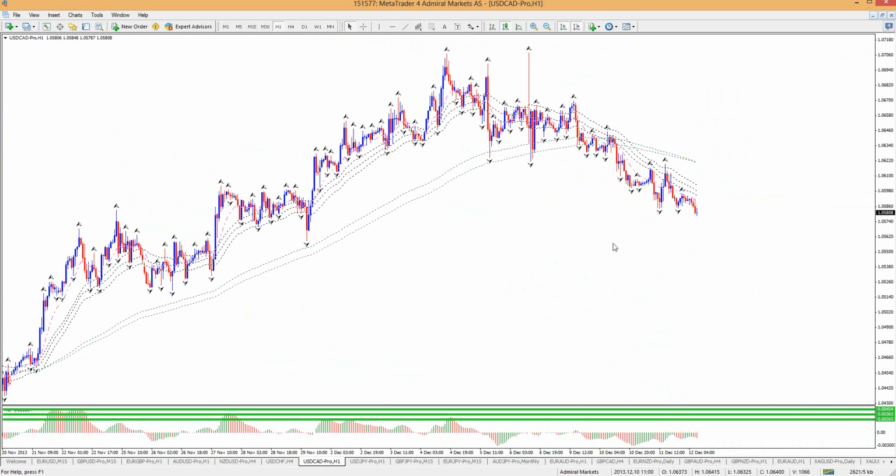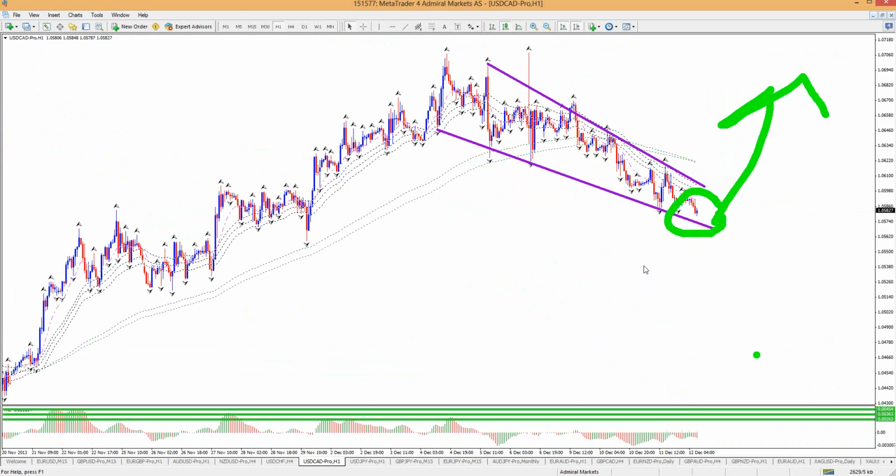Dollar CAD really just doing that much, in fact. Kind of making a falling wedge, maybe, if anything. Could be looking for a bounce to the upside eventually.